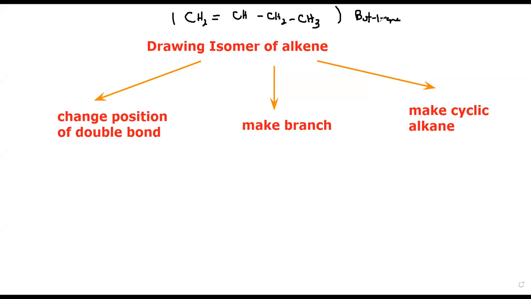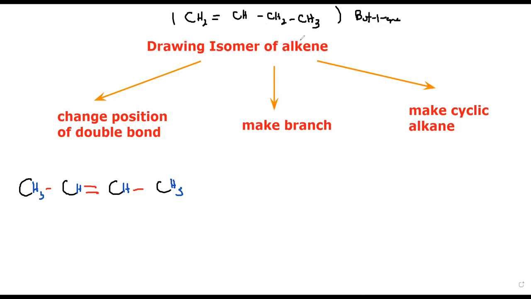So if I want to draw an isomer of but-1-ene, what are the possible ways? One is I can change the position of the double bond. But-1-ene means the double bond is with the first carbon, but I can simply change the position of the double bond. I can make a double bond between the second and third carbon. Rest all will have single bonds, and this will have 3 hydrogen, this will have 1 hydrogen, this will have 1 hydrogen, and this will have 3 hydrogen. So this is one way. But this is not a branch. We just take the same straight chain, but change the position of the double bond.